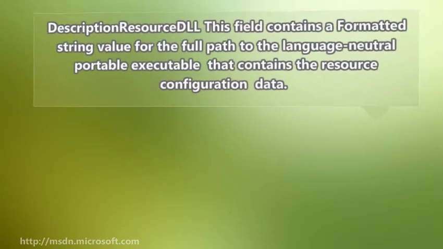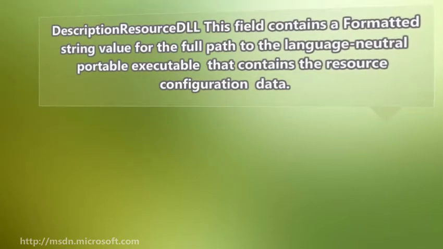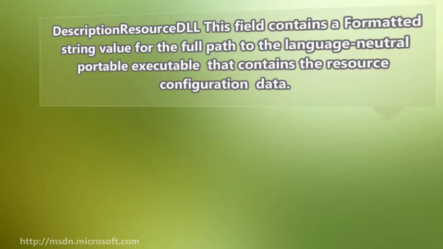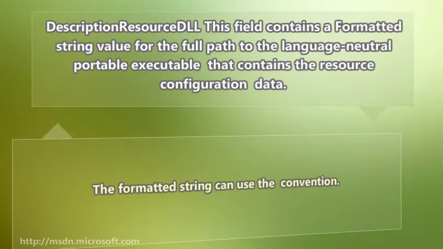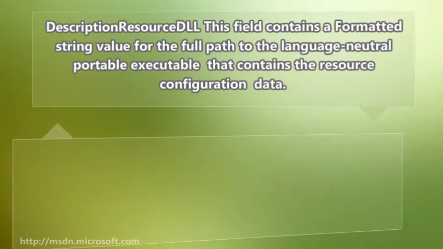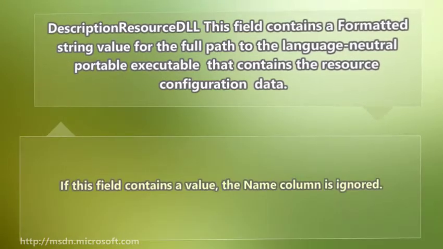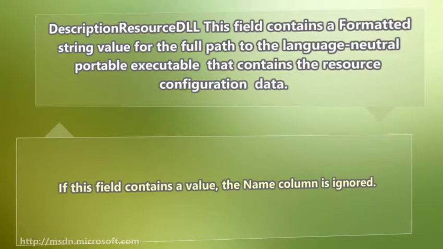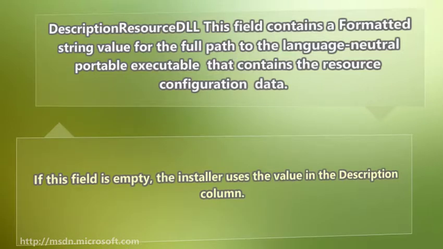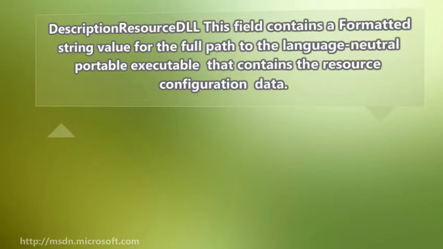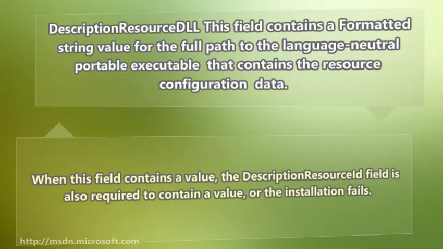DescriptionResourceDLL: this field contains a formatted string value for the full path to the language-neutral portable executable that contains the resource configuration data. The formatted string can use the [#filekey] convention. If this field contains a value, the Description column is ignored. If this field is empty, the installer uses the value in the Description column. When this field contains a value, the DescriptionResourceId field is also required to contain a value, or the installation fails.